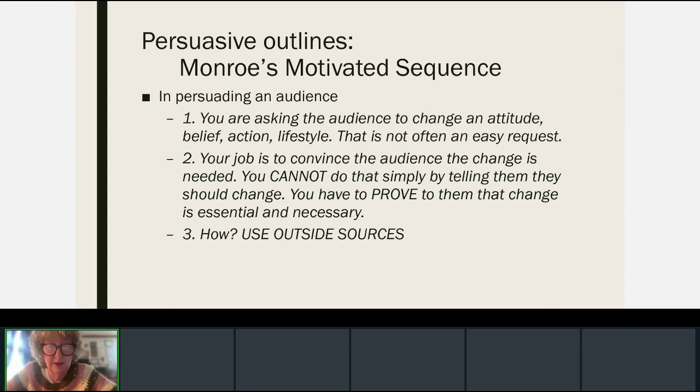Now let's look at Monroe's motivated sequence and see how this works to persuade an audience. Remember that what you're asking them to do is to change something, okay? And your job is to convince the audience that change is necessary. It's not something that we can put up with much longer. It's something that we need to do something about. Okay, so you prove to them by using those outside sources that the change is essential and necessary. And that's the way that everything comes together, through the use of those outside sources.